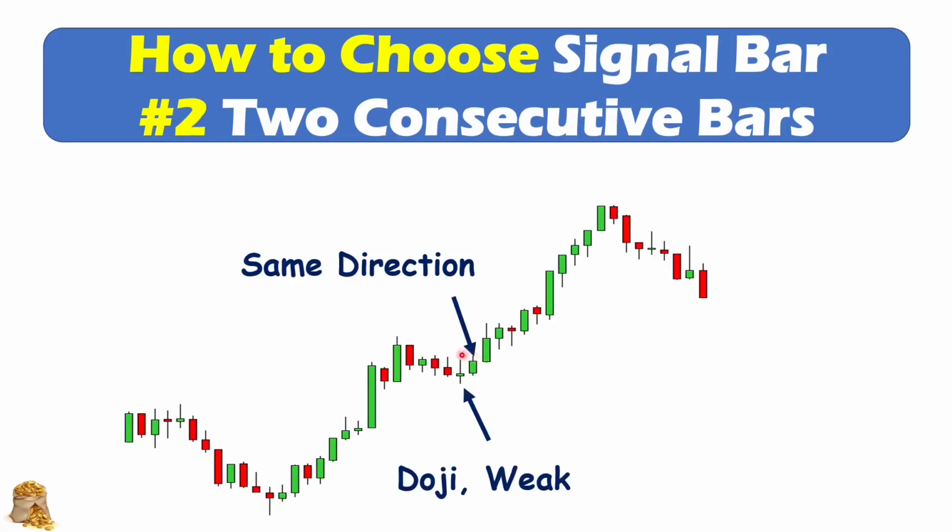Also, for these two consecutive bars, the second bar doesn't have to be an inside bar. As long as the first bar is weak and the second bar is strong, combined together it is a strong signal at a higher time frame. We'll have videos on the inside bars later.